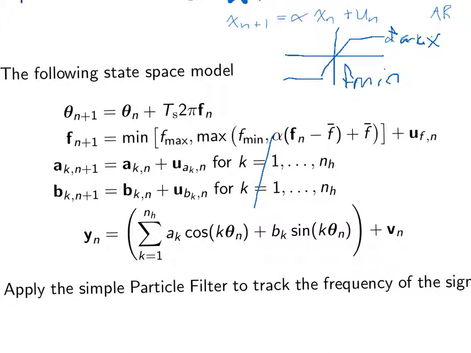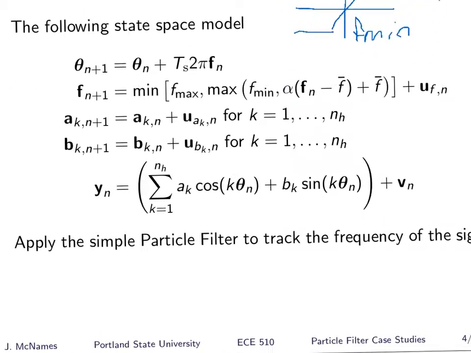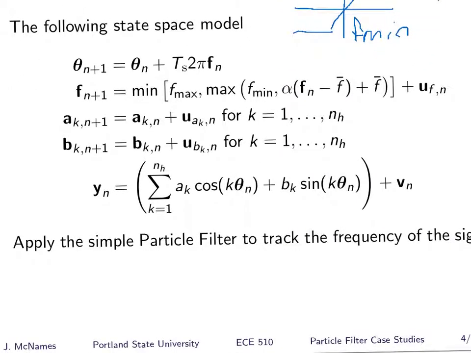Theta and F are vectors? I mean, are there more than one component to them? No. Theta is a scalar, and F is a scalar too. And the coefficients, you've got 2 coefficients for each harmonic, and you can have as many harmonics as you want, whatever is appropriate for your signal.